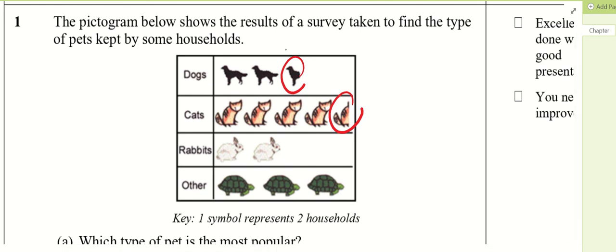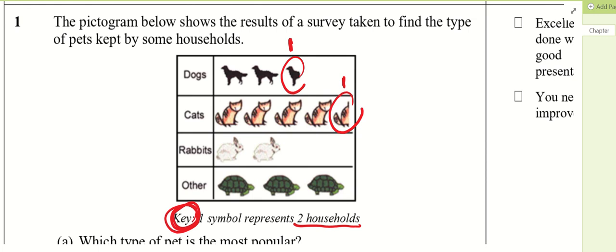This thing represents sort of like half. Is it half a dog, half a cat? Clearly not, right? There can't be half a dog, half a cat. So there needs to be a key at the bottom to tell us what each picture means. One symbol represents 2 households. So you know that instead of half, this half a dog actually means one household having a dog, or one household having a cat. So we should be reading the question first before I dive into the data.